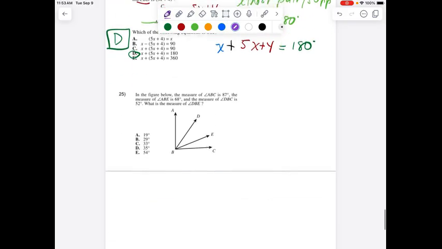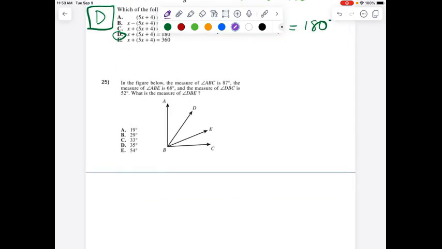Last but not least, number 25. In the figure below, the measure of ABC is 87. So ABC, this entire angle, is 87 degrees. The measure of A to B to E, so this angle right here, is 68 degrees. And I'm going to pause there before I write anything else.